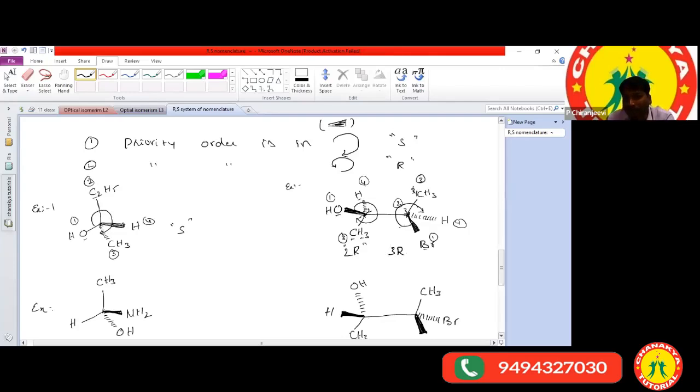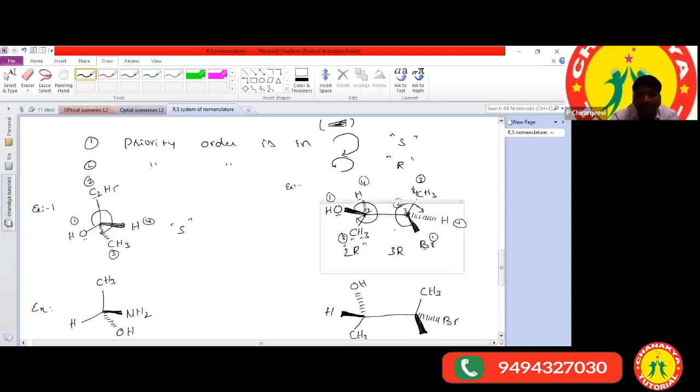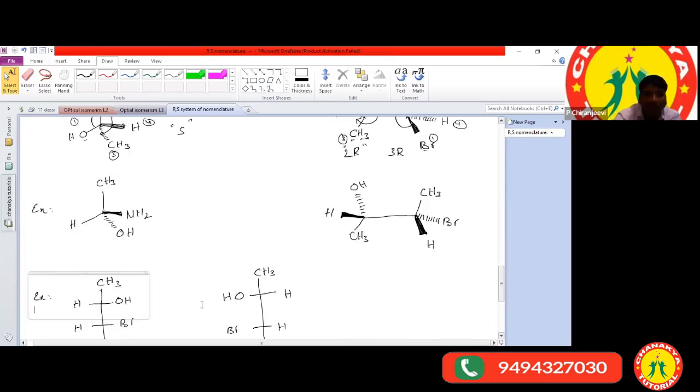Yes, sir. Okay, very good. Now we'll try one more example, sir. Here, one more example I had given, a simple one. Now this one you can try. Everyone can try the second example now. This carbon atom: what is the isomer of the given compound?